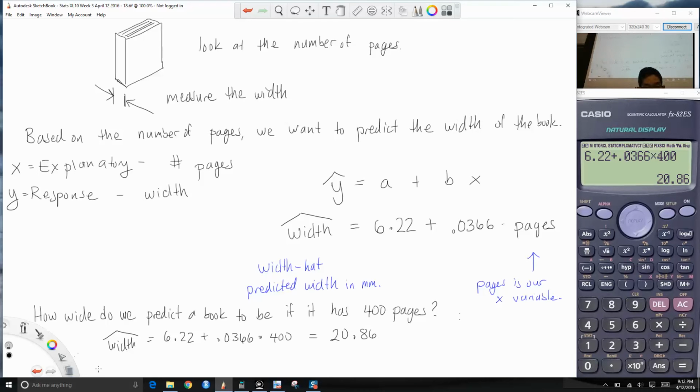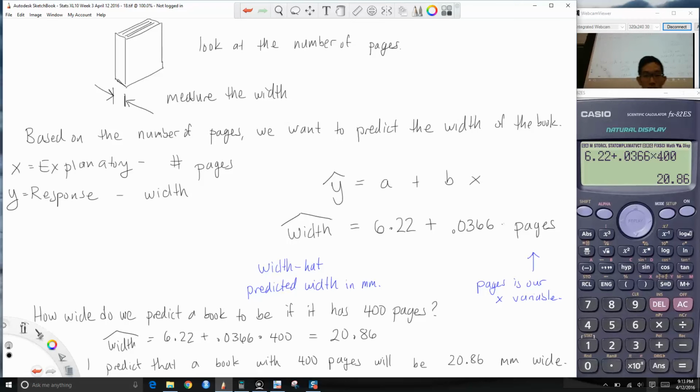Okay, and so I would say I predict that a book with 400 pages will be 20.86 millimeters thick, or millimeters wide. Does that work for you guys?